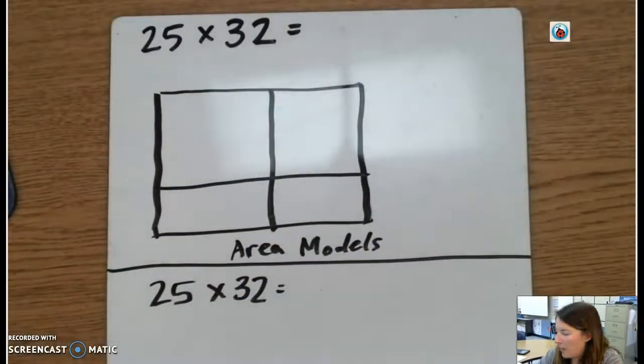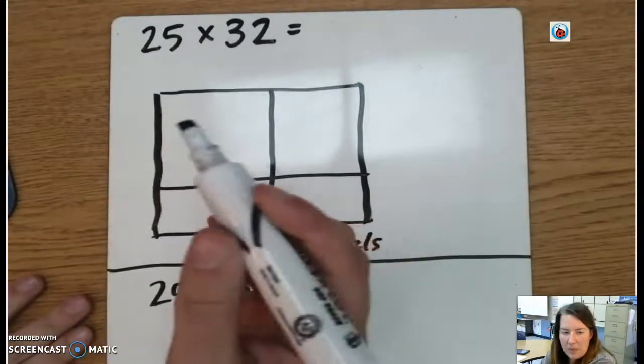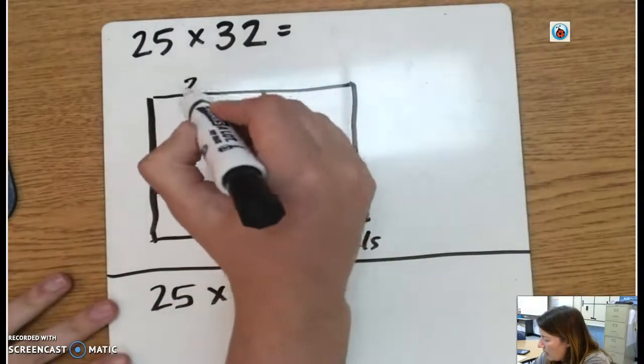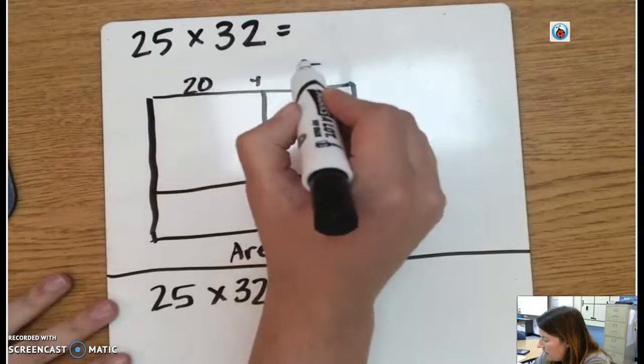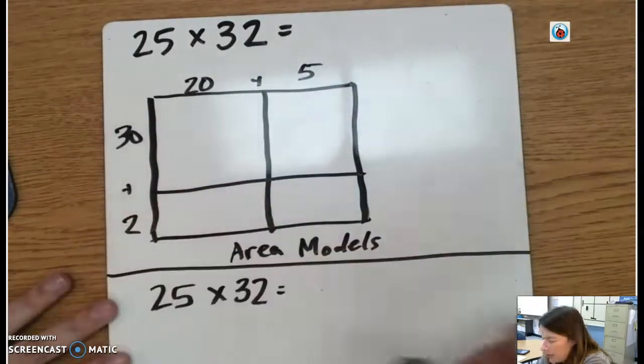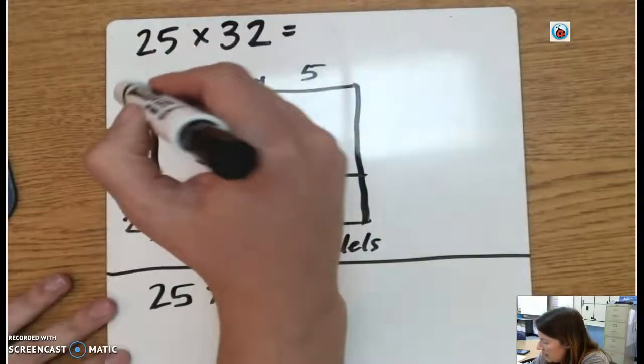So say we have this problem, right? 25 times 32. Let's solve it together using the area model. So grab your sheet of paper and pencil and let's do this together. I'm going to break apart my two numbers, right? So 25 times 30 plus 2. And remember, we are multiplying these two numbers.